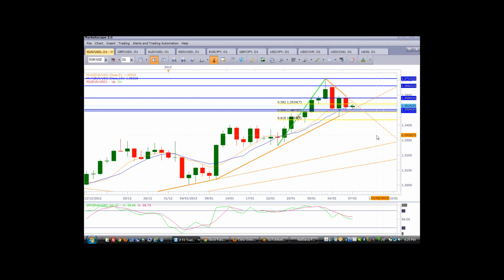Correct. I'm in this trade as well. I added to my position, so I have a new position in with this one. Alrighty. Perfecto.